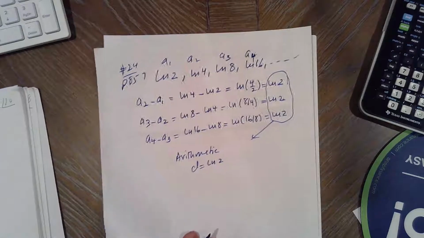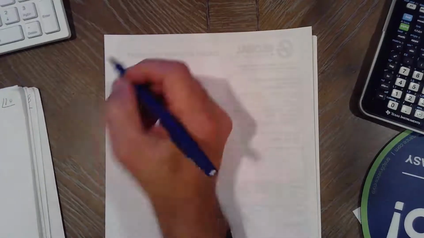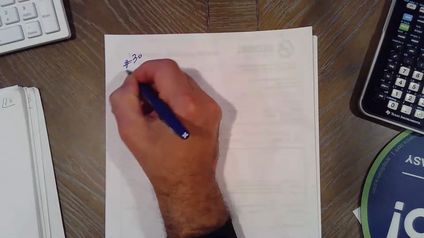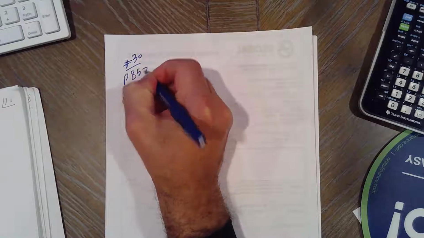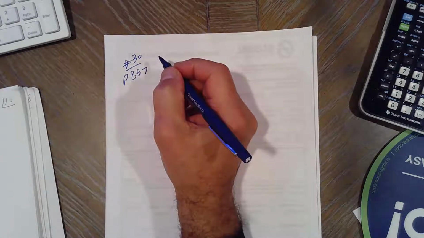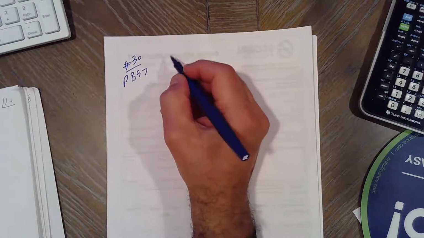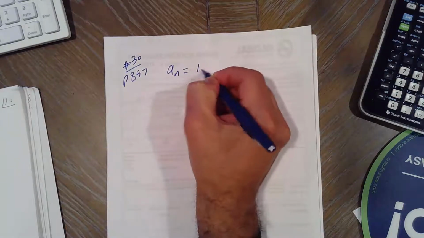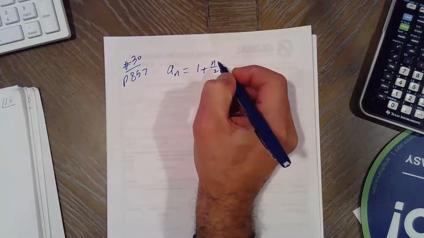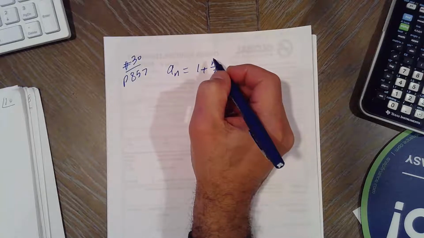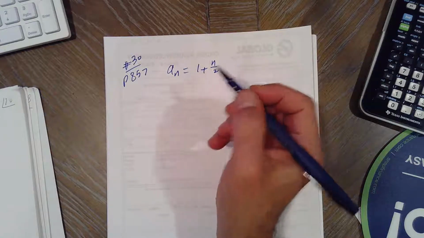Number 30, page 857. We're given a_n equals 1 plus n over 2. It says find the first 5 terms of the sequence and determine whether it's arithmetic. If it's arithmetic, find the common difference and express the nth term in standard form. Okay.